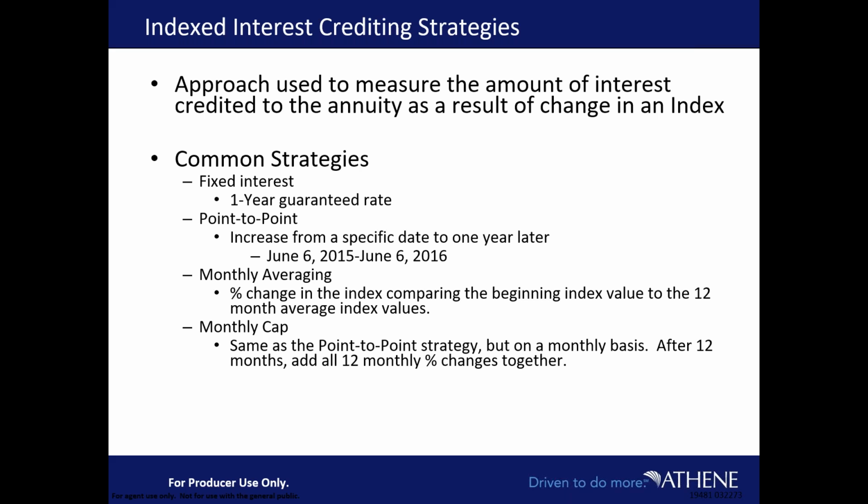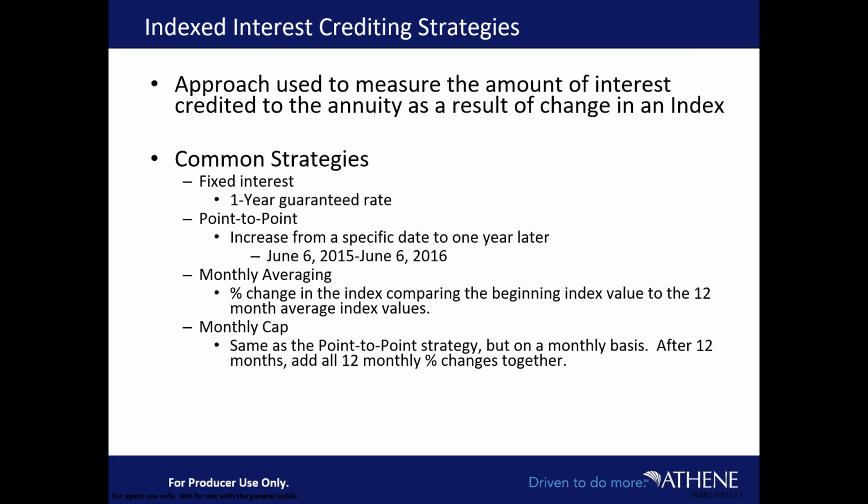So now let's talk a little bit about indexed interest crediting strategies. It's the approach used to measure the amount of interest credited to the annuity as a result of change in an index. So common strategies: fixed interest rate. We see a lot of one-year guarantees. Point to point: increase from a specific date to one year later. So we see this a lot. Contract date to the next contract date, we look at the percentage of change between the indexes.